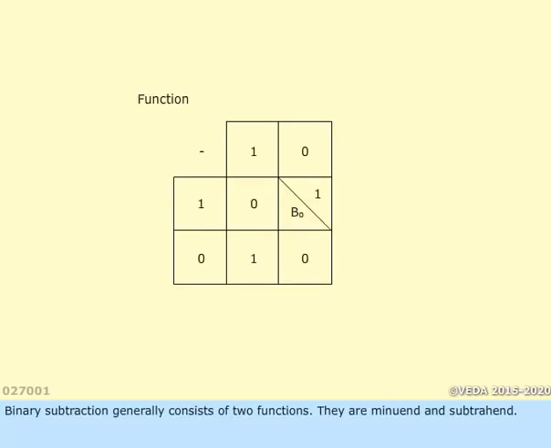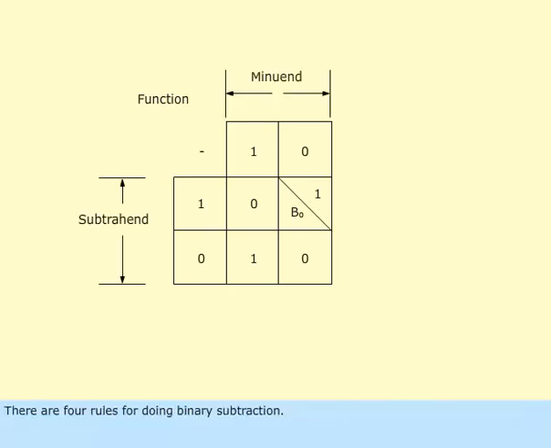Binary subtraction generally consists of two functions. They are minuend and subtrahend. There are four rules for doing binary subtraction.